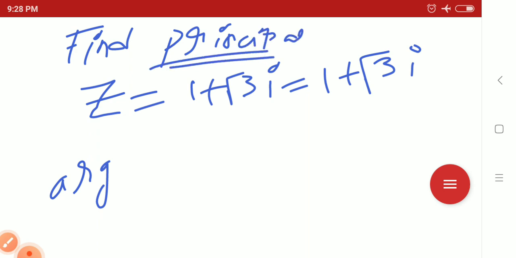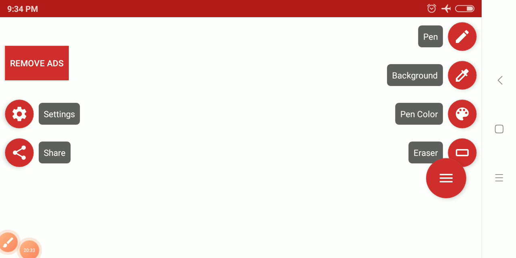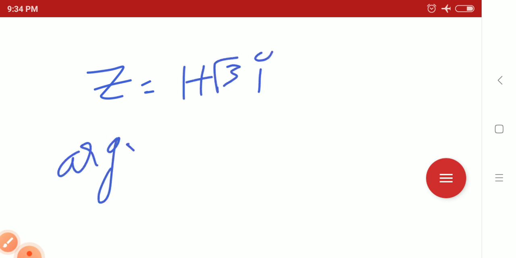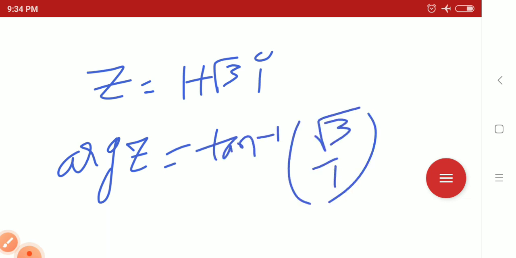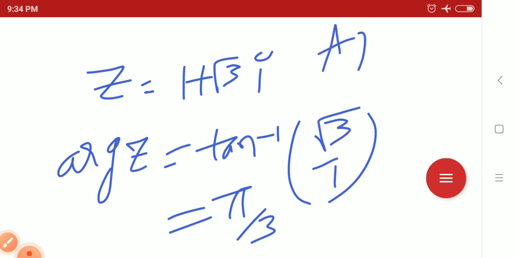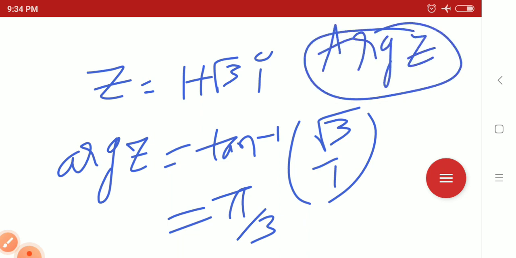So how can we proceed? Suppose we are finding the principal argument of z equals 1 plus root 3 iota. So the argument of z equals tan inverse of root 3 by 1, which means pi by 3 is the argument of z. Now we have to find the principal argument of z.